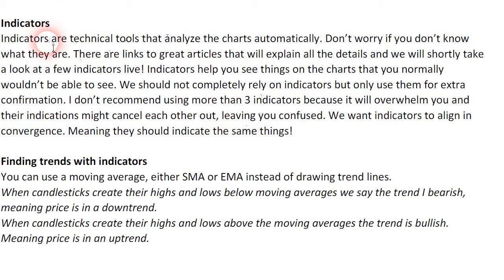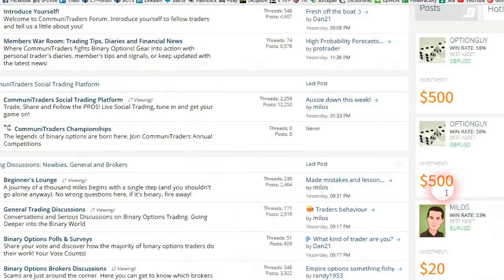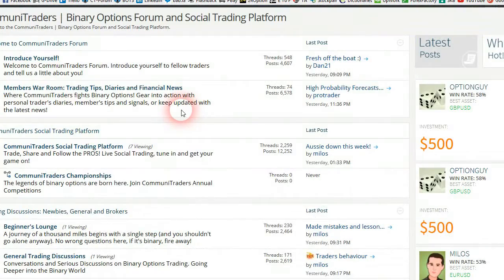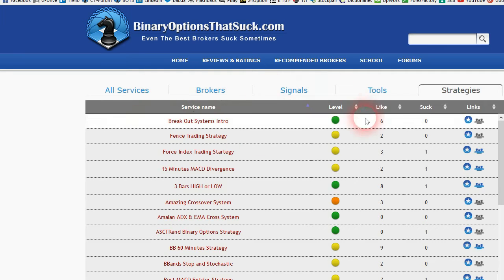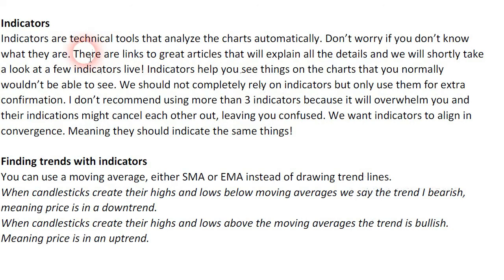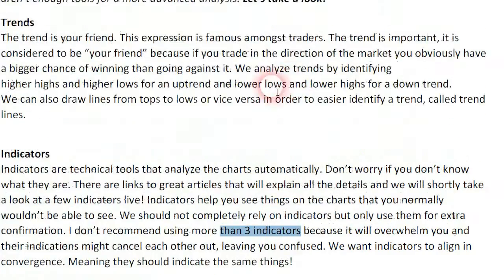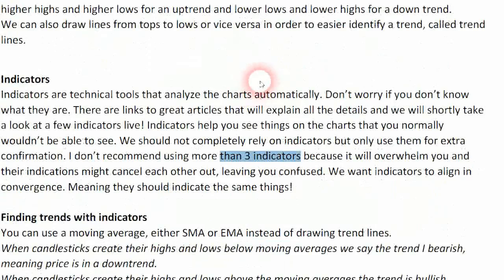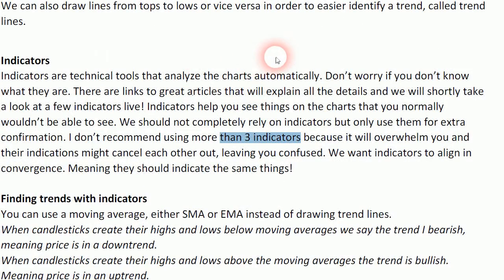So when it comes to indicators, again, I told you before, what are indicators? You can read about them on the main site, go to reviews and select. Let me show you real quick again. Here you have all the strategies and tools. So these are the indicators that I'm talking about. These are the tools that we use. Every trader uses different tools, but I suggest you don't use more than three. That's why in the strategy that I put together for you, we use only two indicators. We use Bollinger Band and RSI.